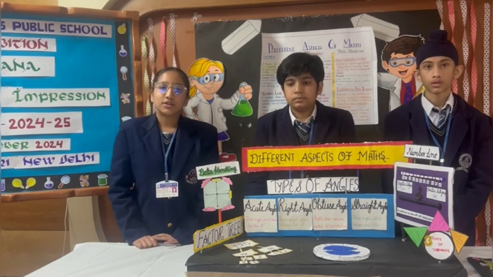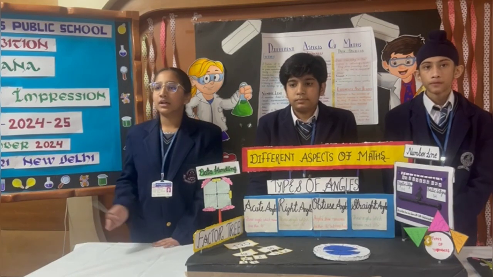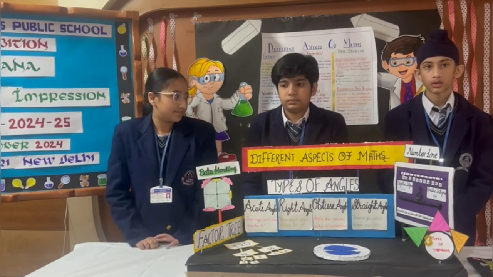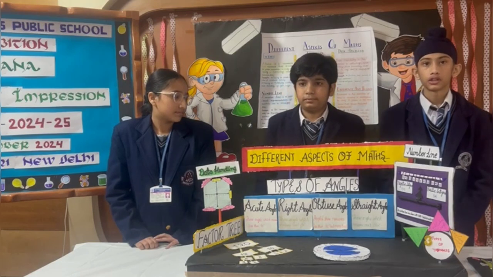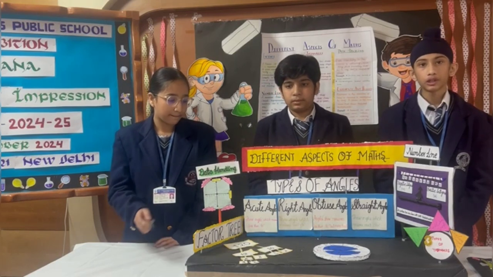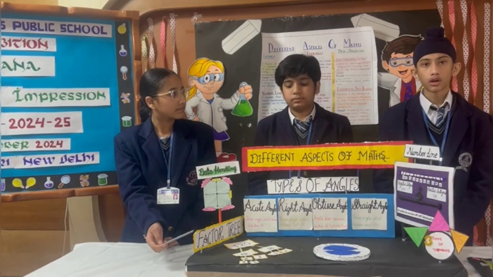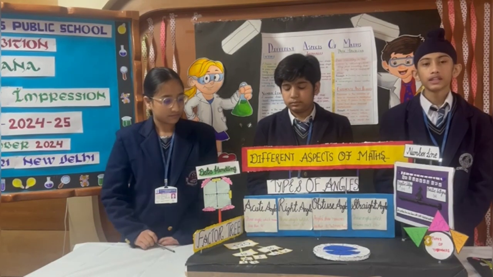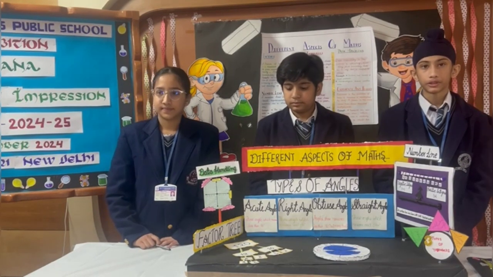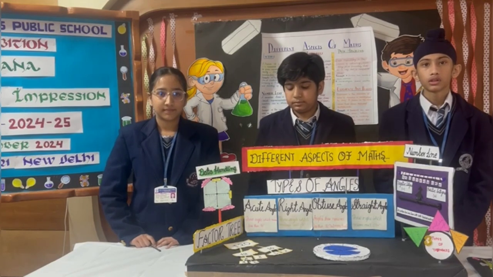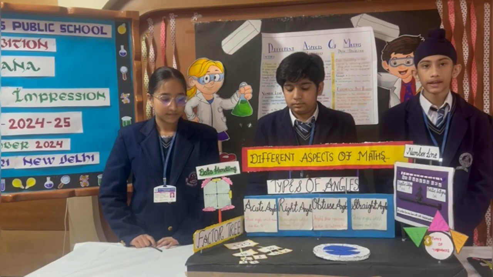Types of angles are also useful in compass navigating. Our next topic is factors. Factors are the numbers that are divisible to a number. The simplest ways to find the factors of a number are LCM and the factor tree method. The factor tree method is explained in our exhibition.